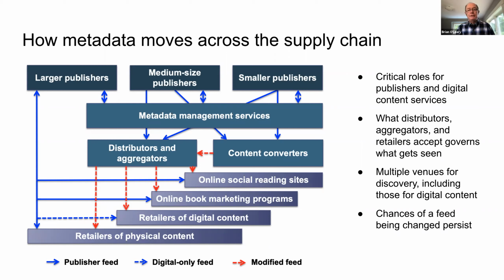The second piece of it is that it's really clear that what distributors, aggregators, and retailers do and what they accept really governs what gets seen. So if the metadata is conveyed to a distributor or a retailer and they don't accept and display it, the information that a consumer needs about a given product, including information about accessibility, is hard to keep up.